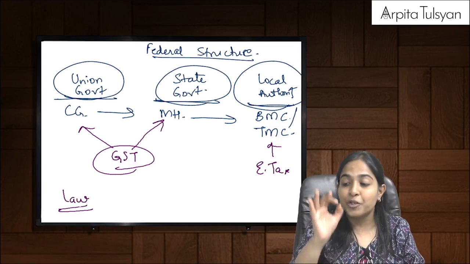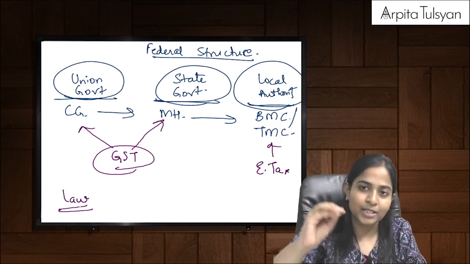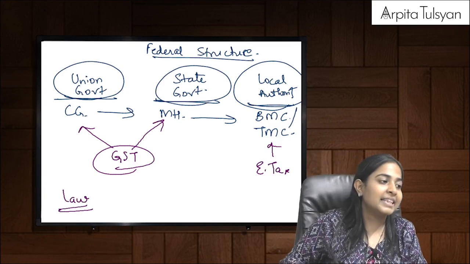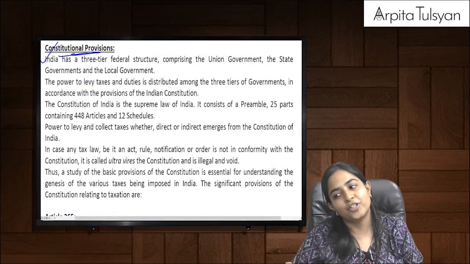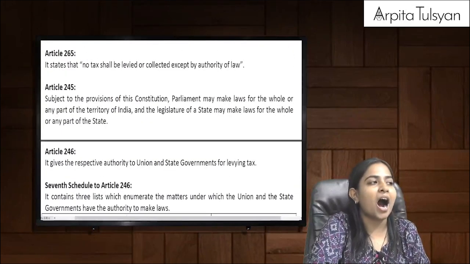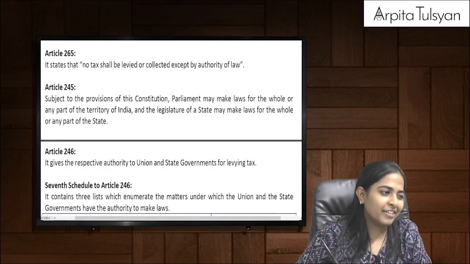So if at all I want to levy any sort of tax, first there should be a law. It should be written in the constitution. It should be written in the act that so and so taxes can be levied. Are you clear with this? This is mentioned in the constitutional provisions. Very clear with this? Okay. Now there are some articles from the constitution that we need to refer.